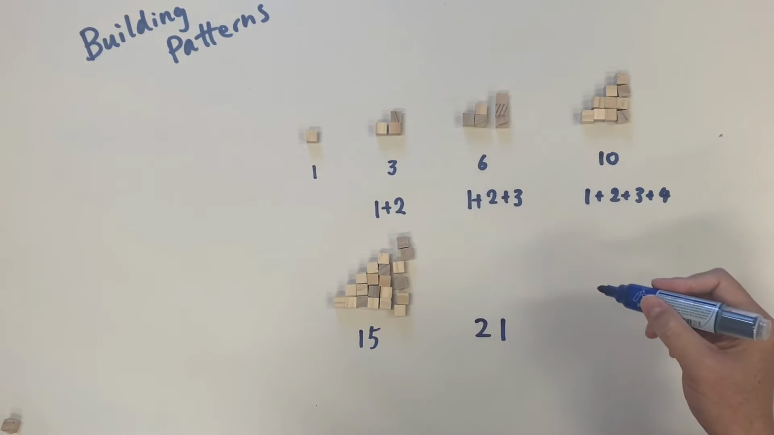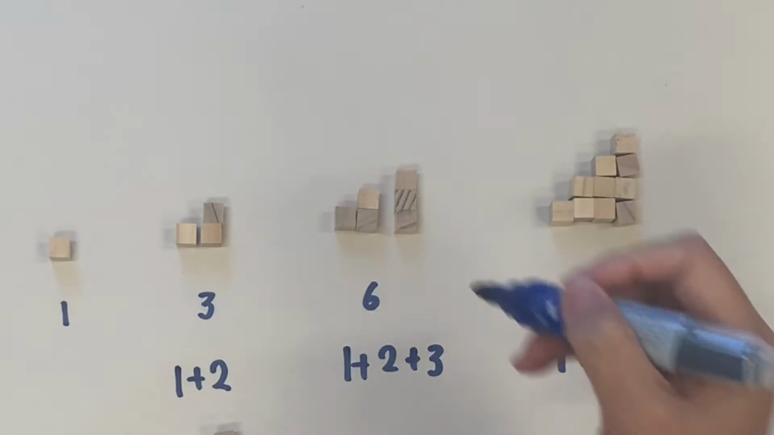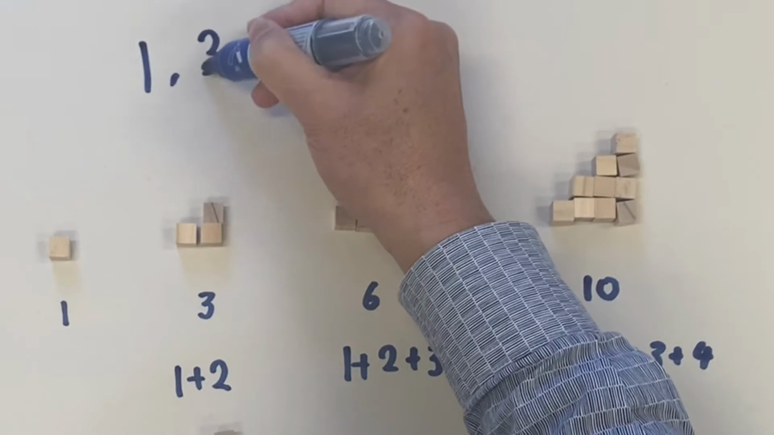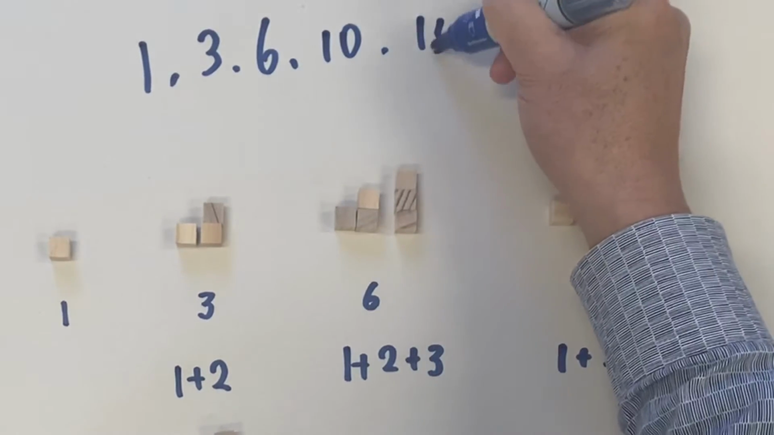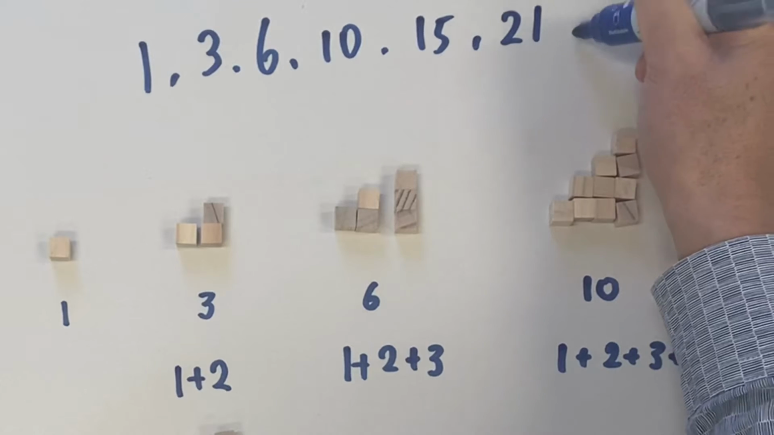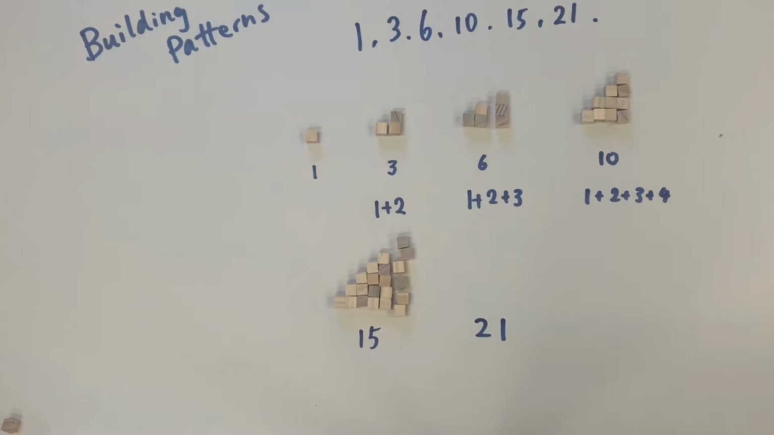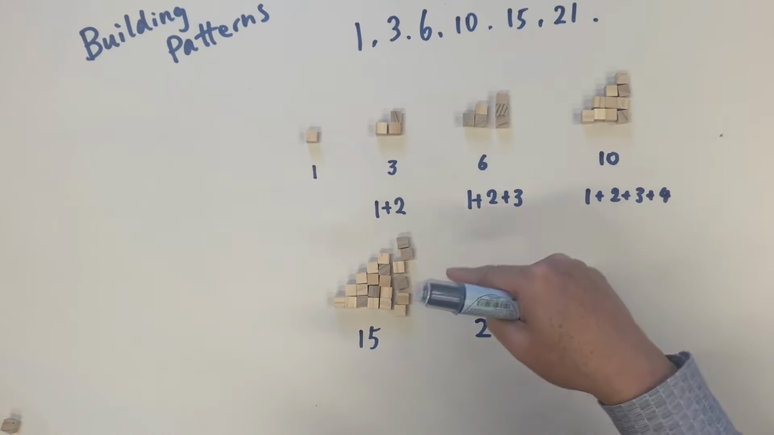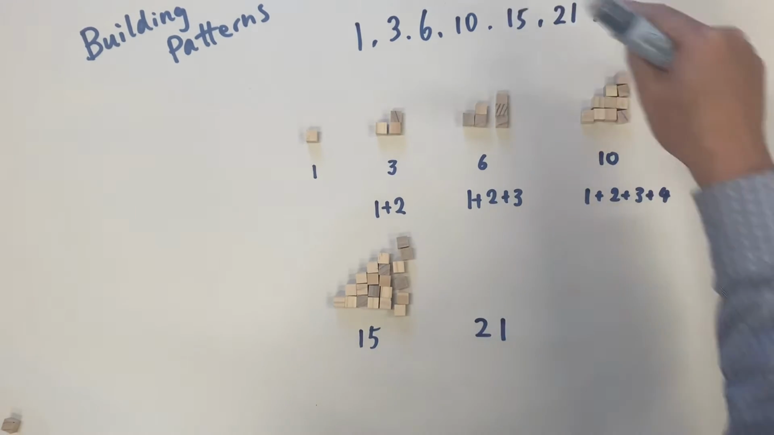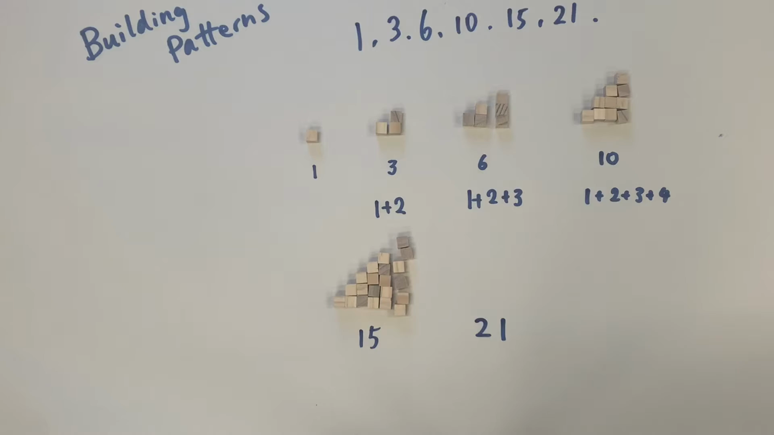So I can change this to a number pattern. That is 1, 3, 6, 10, 15, and 21. It's my building pattern. I made the building pattern and made that building pattern into a number pattern.